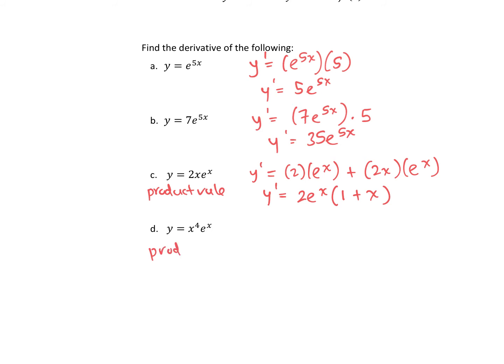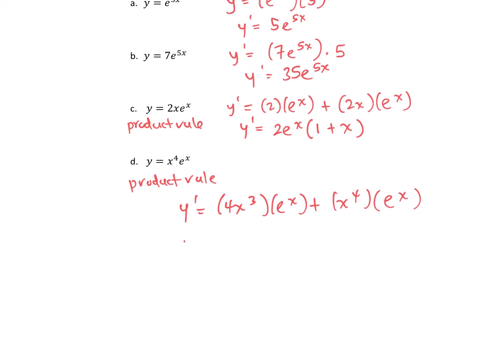D is also a product rule. So we're going to take the derivative of x to the power of 4, which is 4x cubed, times e to the x, plus we'll leave x to the 4 the same. The derivative of e to the x is e to the x. And then we'll see what we can common factor. I see a common x to the power 3 and a common e to the x. So that will leave us with 4 in this bracket and x in that bracket.